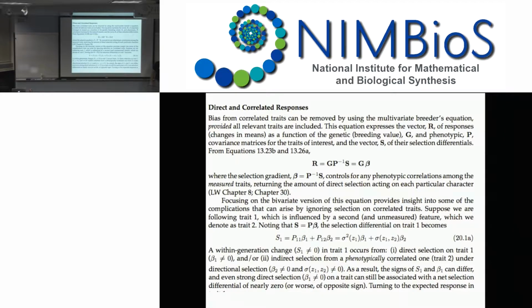So phenotypic correlations are something we need to worry about. And again, we'll say a lot more about this tomorrow. But the point I simply want to mention here is just because you have a within generation change in one trait, that could arise from direct selection on that trait, or it could arise from direct selection on one or more correlated traits, such that the sign of S1 really tells you nothing about the nature of direct selection on that trait. It's direct selection plus selection on any correlated traits. That's kind of the key idea.